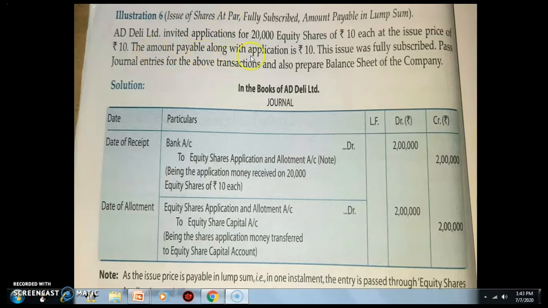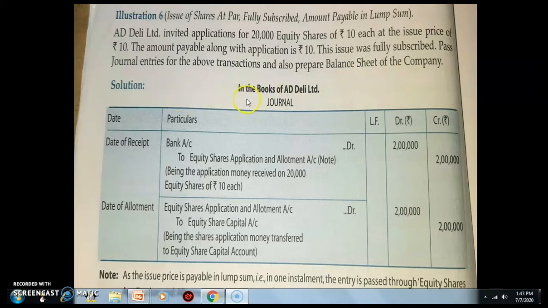The amount payable along with the application is rupees 10. This sentence shows us that the whole amount of 10 rupees will be collected in one single installment. That is, this is the type of lump sum method of issue of shares. Next, they have mentioned that the issue was fully subscribed. They are asking us to prepare the journal entry and balance sheet of the company. So now let us start the solution part of this question.